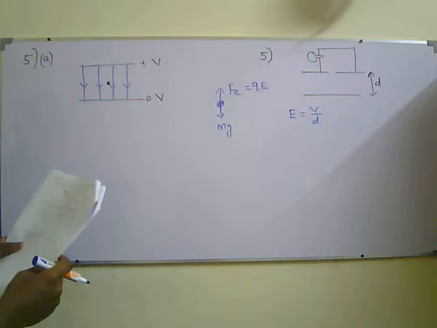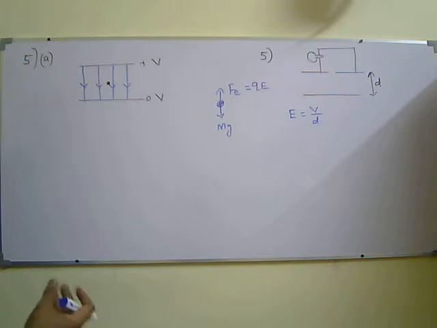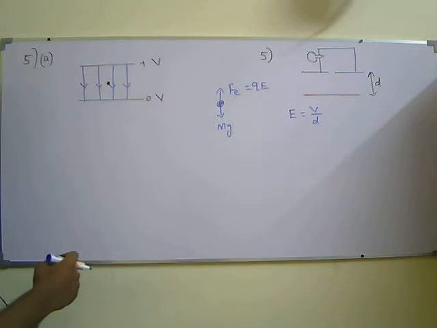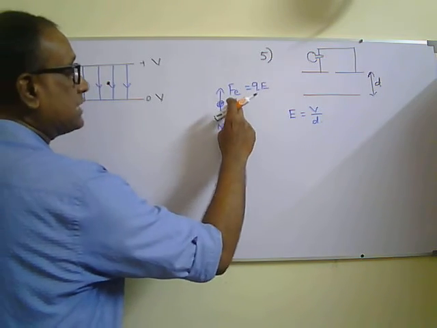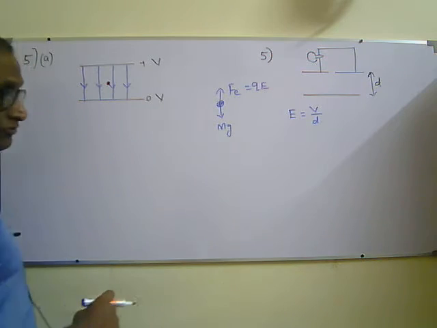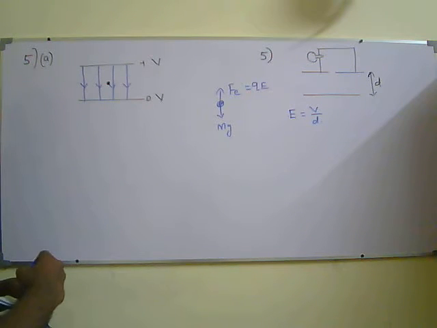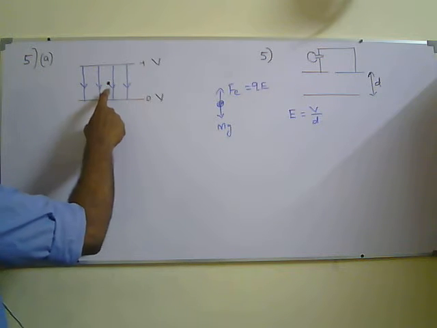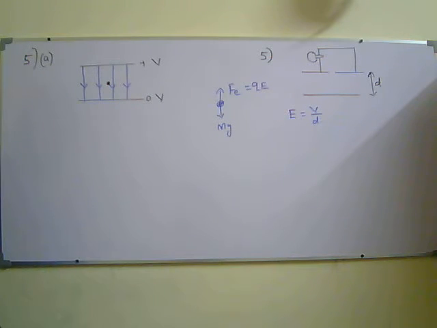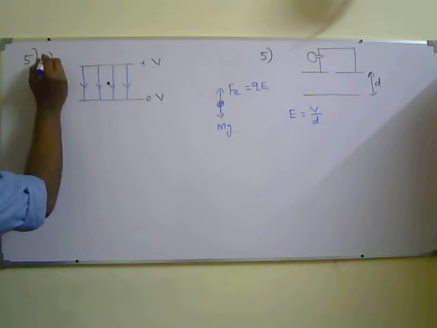So the question is, explain this observation. So we can say what I said. When it is at rest, the weight of the oil drop is balanced by the electrostatic force. The electrostatic force is acting in the upward direction because the upper plate is positive and the oil drop is negatively charged. That's the answer for question number 5, part B.